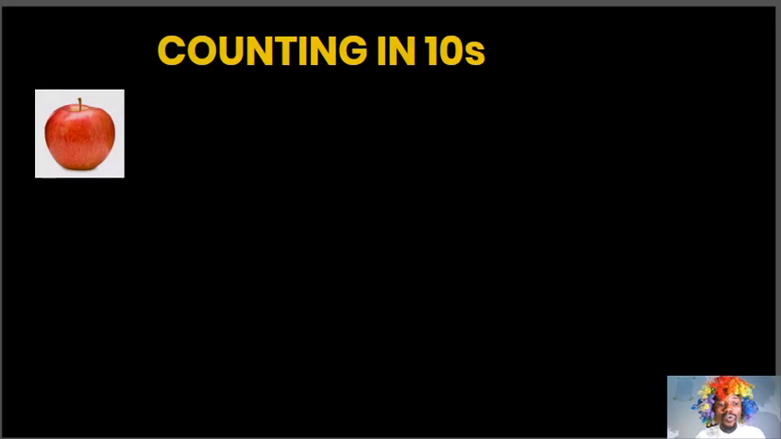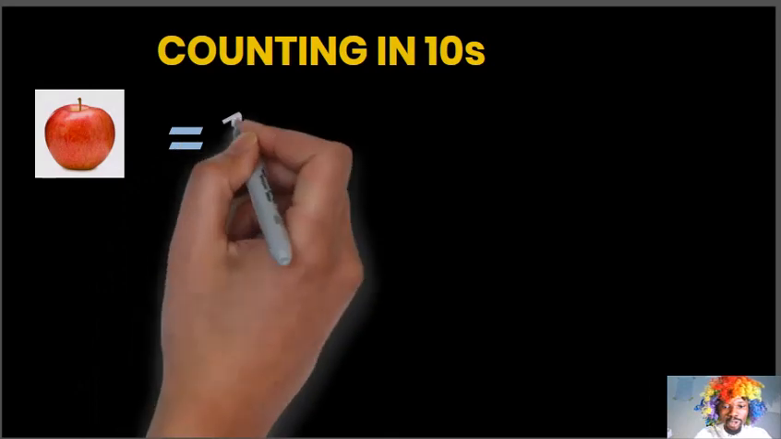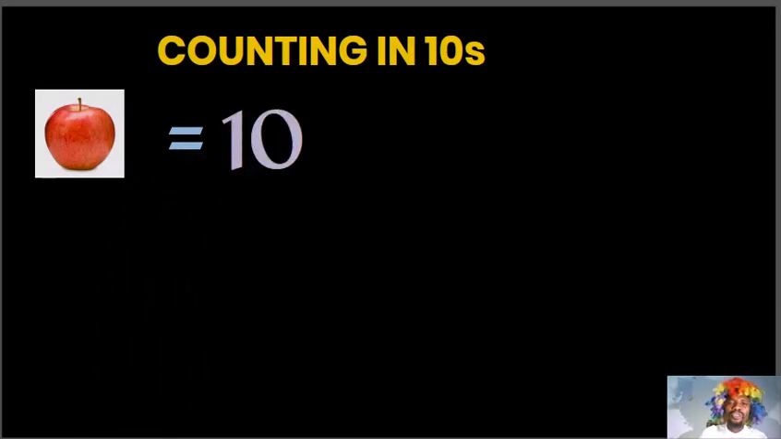One apple will represent 10 apples. 2 apples will represent 20 apples. 3 will represent 30 apples. That's counting in tens. 4 apples will represent 40 apples. That is counting in tens. Alright, so 1 apple will be equal to 10, because we are counting in tens, right?